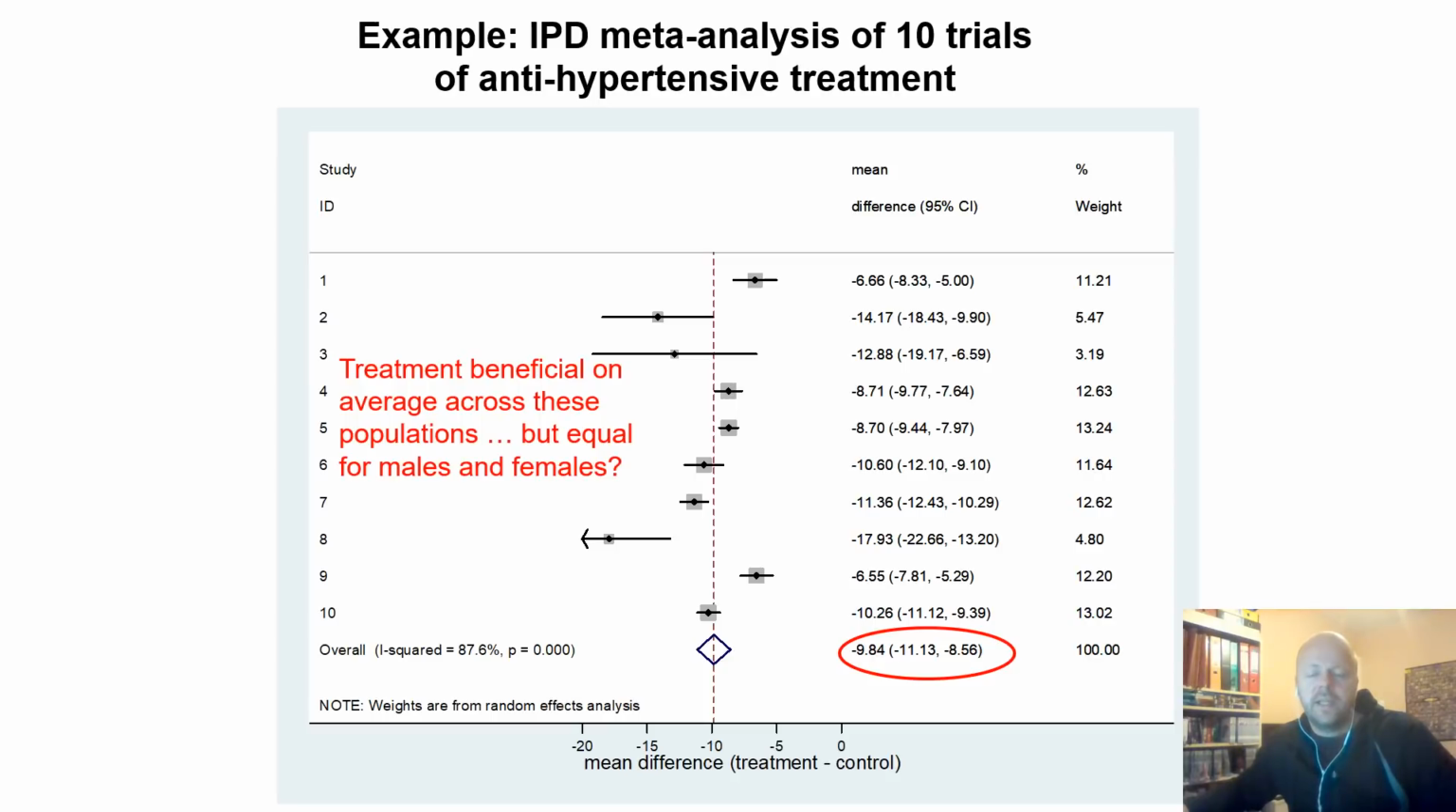So let's look at an example. We did an IPD meta-analysis of 10 trials of antihypertensive treatment, and across these 10 trials there was overall benefit, clear benefit, that this treatment is effective overall. Reduction in blood pressure compared to control of about 10 millimeters of mercury. But the question is, is this consistent for males and females?